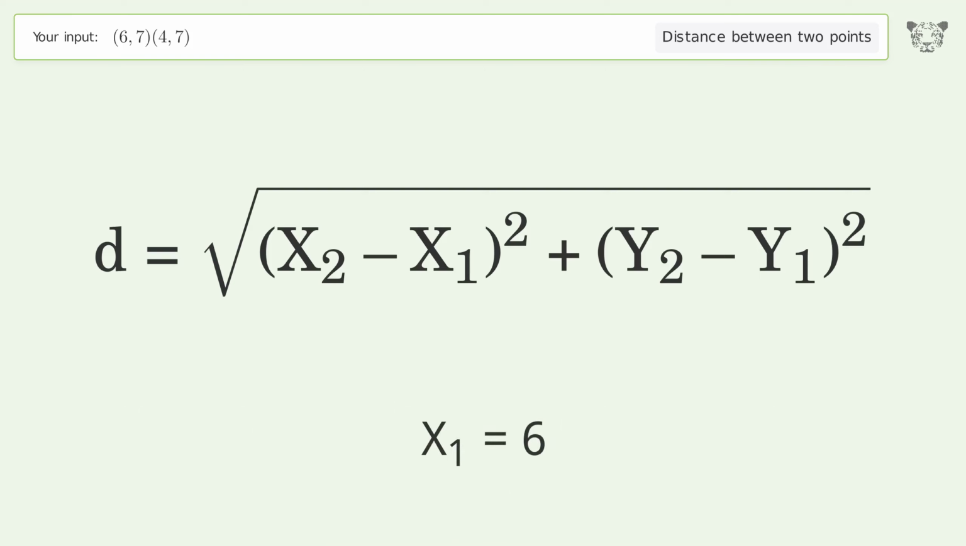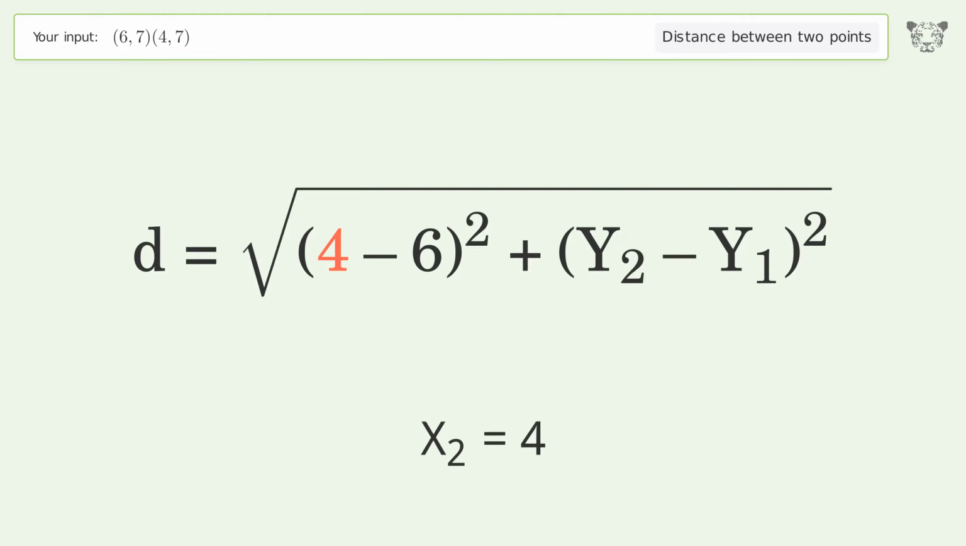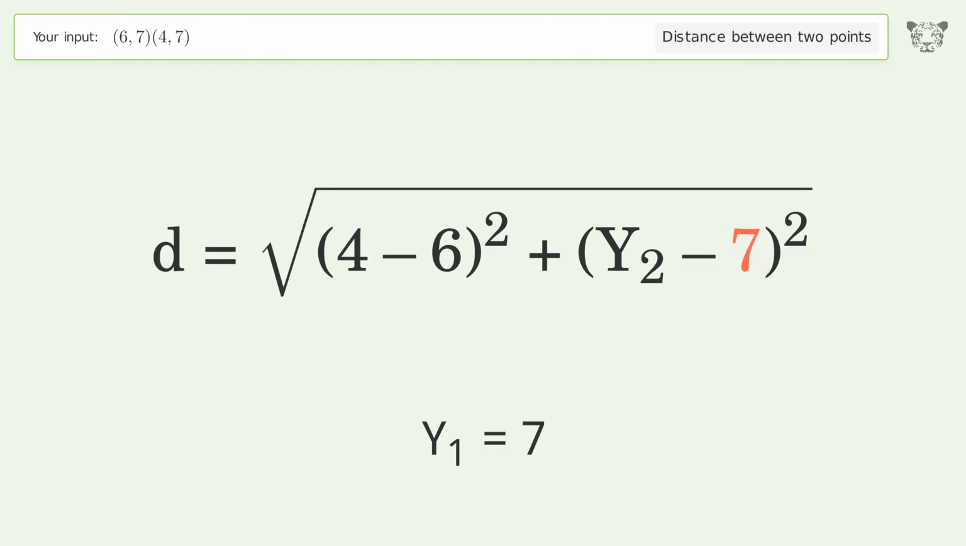x1 equals 6. x2 equals 4. y1 equals 7. y2 equals 7.